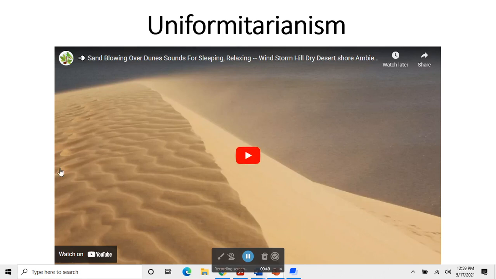So our first example here, we're going to be taking a look at sand dunes and how sand dune processes work today. So we're going to watch this short clip for a moment and observe some features that are happening on the Earth today.